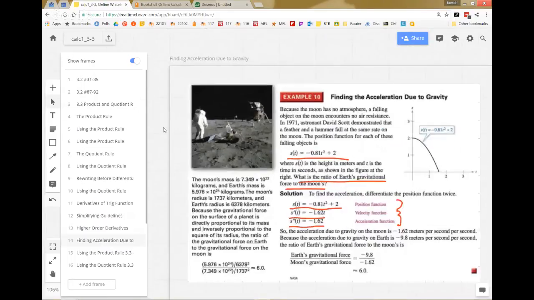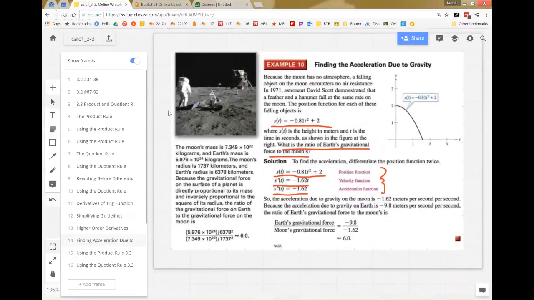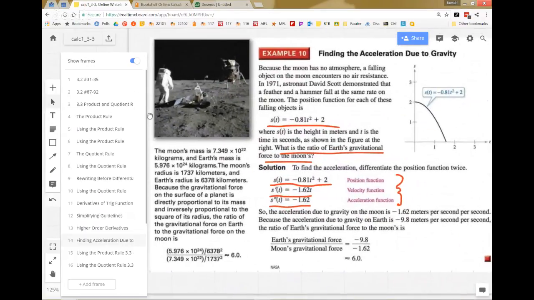So, example 10. Find the acceleration due to gravity. You probably know this, but it talks about in 1971, David Scott did a famous experiment on the face of the moon. I can play you the video, I just don't have it handy right now. But he dropped a hammer from one hand and a feather from the other. And the hammer and the feather hit the surface of the moon at the same time.